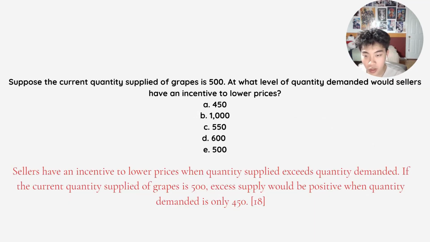Suppose the current quantity supplied of grapes is 500. At what level of quantity demanded would sellers have an incentive to lower prices? A 450, B 1000, C 550, D 600, and E. So for this one, what's the only number that is less than 500? That would be A. Sellers have an incentive to lower prices when quantity supplied exceeds quantity demanded. If the current quantity supplied of grapes is 500, excess supply would be positive when quantity demanded is only 450.